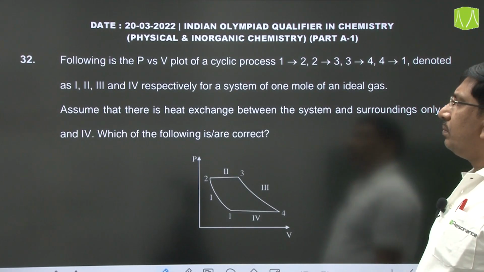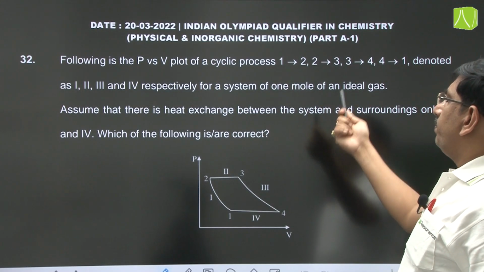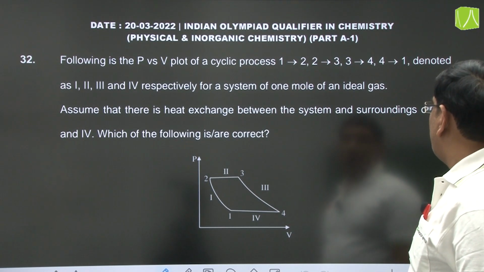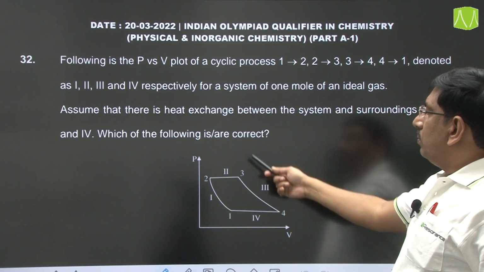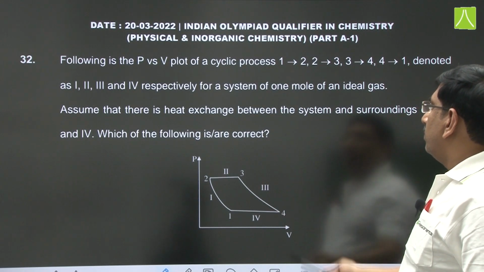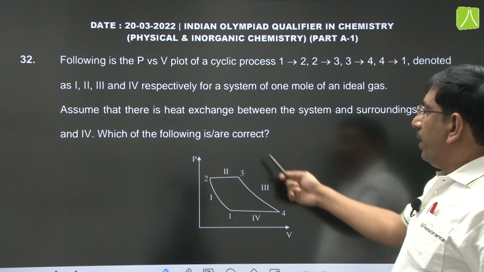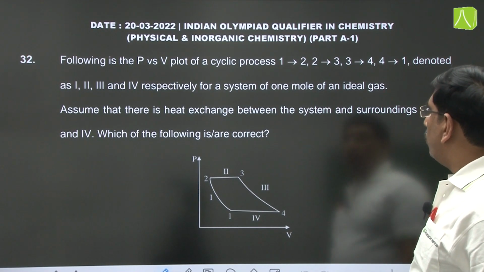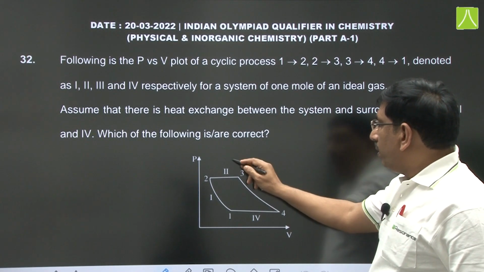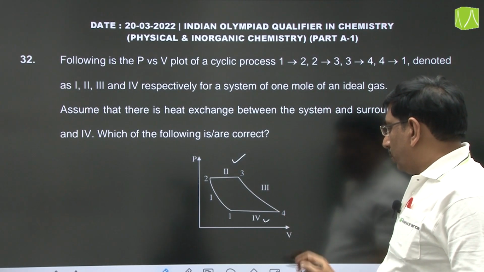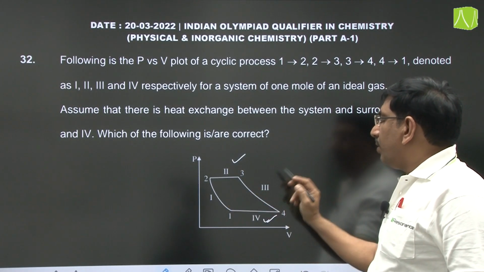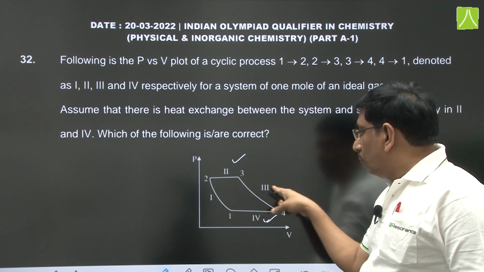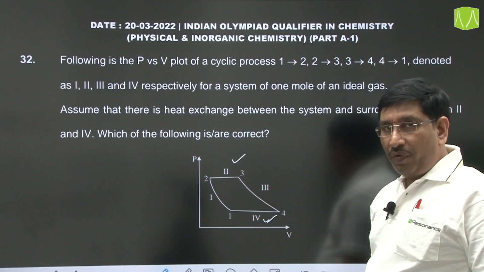Next one, following the P versus V plot of a cyclic process 1 2, 2 3, 3 4, 4 1 denoted as 1 2 3 4 respectively for a system of 1 mole of an ideal gas, assume that there is a heat exchange between system and surroundings only in 2 and 4. ओनली एंड 2 and 4 हीट एक्सचेंज हो रहा है, मतलब इसमें 1 and 3 हीट एक्सचेंज नहीं हो रहा है। जब हीट एक्सचेंज नहीं हो रहा है तो ये दोनों एडियाबैटिक प्रोसेसेस होगा 1 and 3.